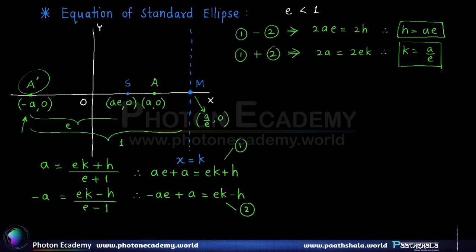Right. Now let us imagine some point, a general point on the ellipse. Let's call that P.